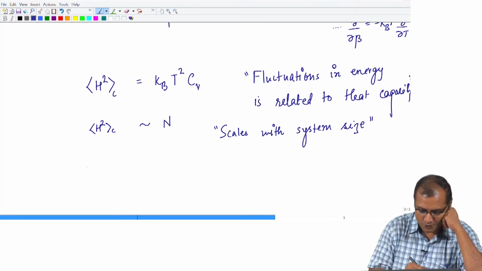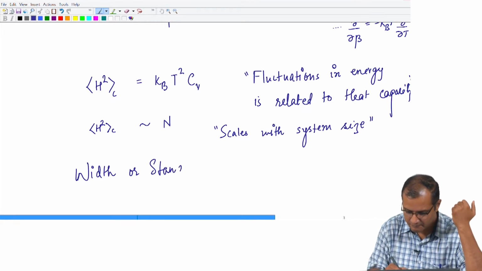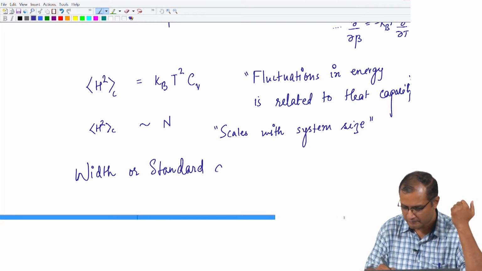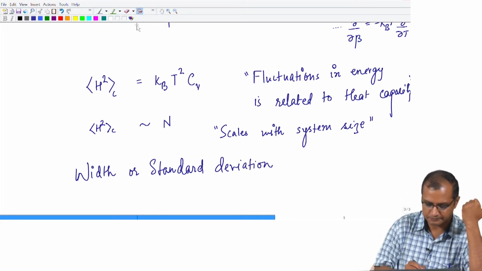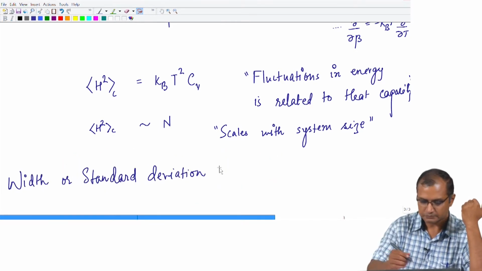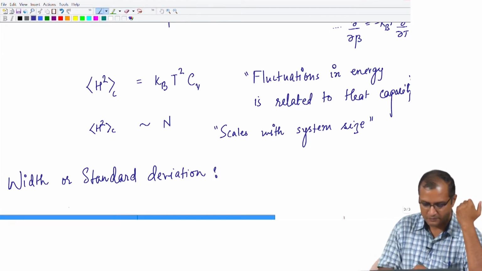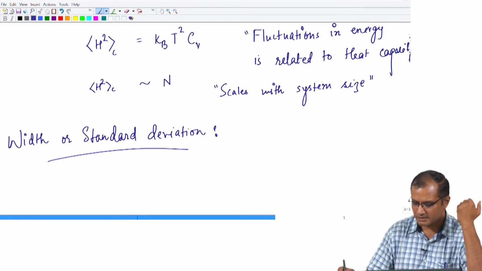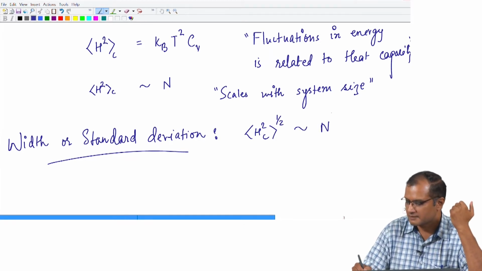So, I would compute the width or the standard deviation. Okay. So, let us compute the width or the standard deviation. This is nothing but the square root of the variance. So, this will scale as square root of N.